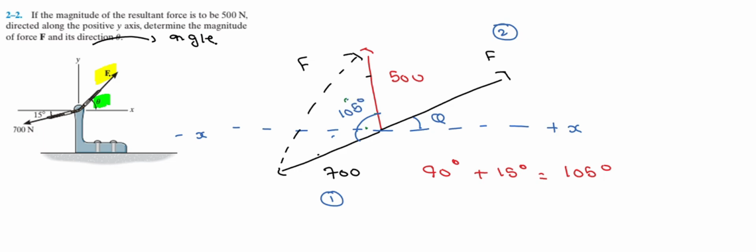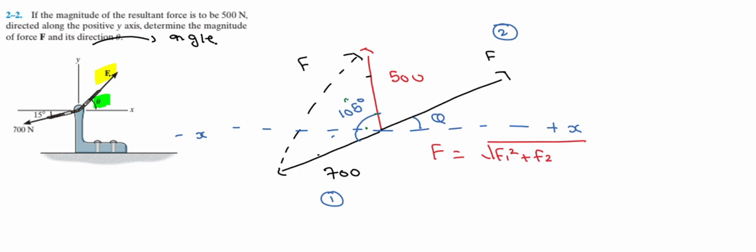So how can we find the value of F here? Apply the law of cosines here, which says that F is equal to the square root of F1 squared plus F2 squared minus 2 F1 F2 cos theta. Why am I putting a minus sign here? Because the 700 Newton is acting along the negative x-axis. That's why I am putting a minus sign here.